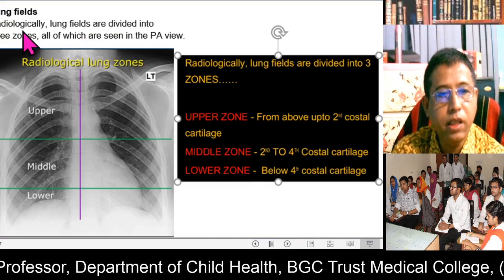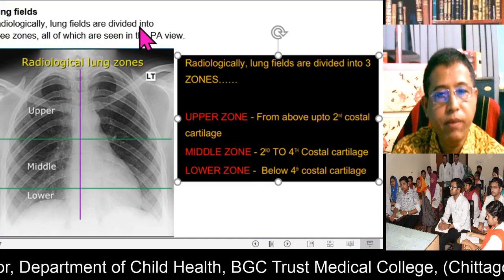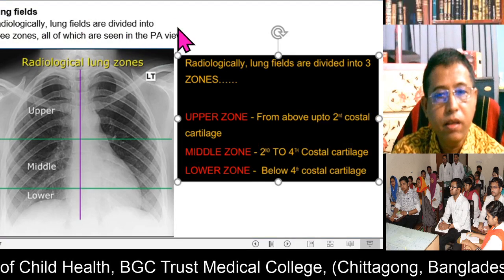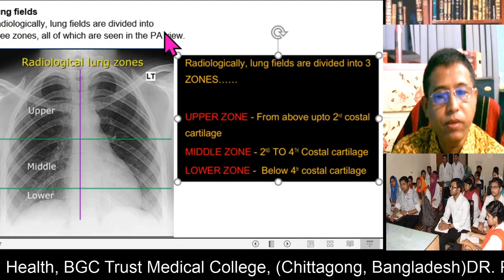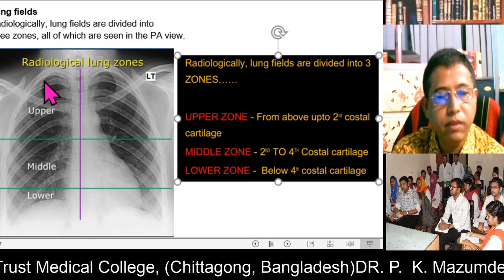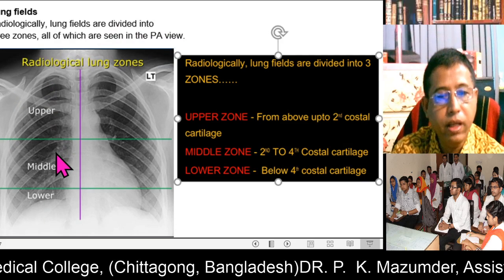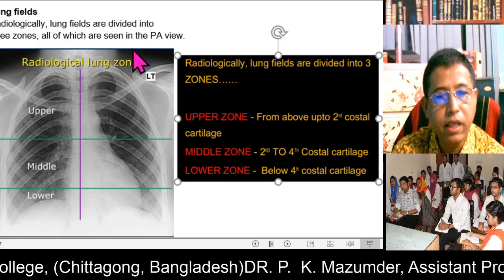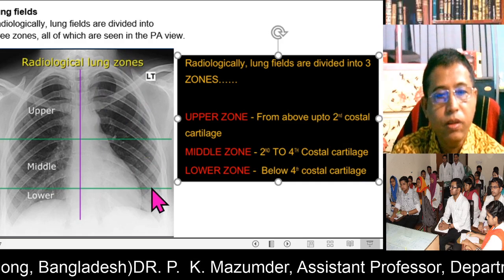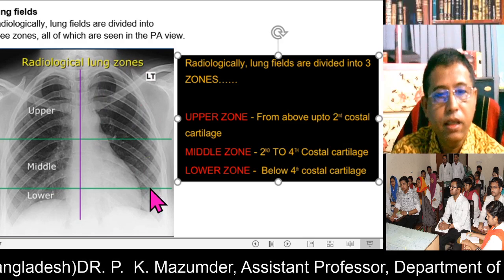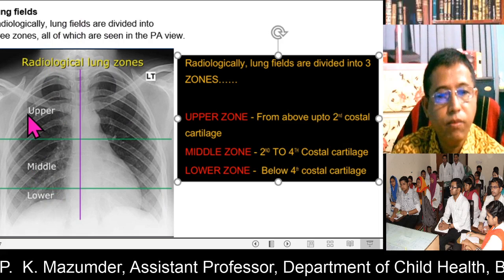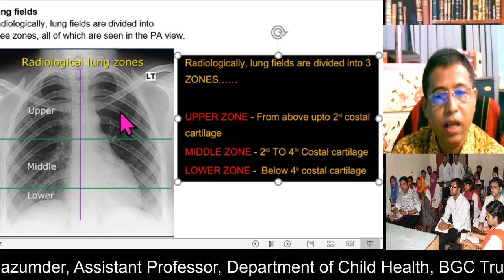Lung zones. Radiologically, the lungs are divided into 3 zones, all of which are seen in the posteroanterior PA view. Anatomically, the right lung is divided into upper lobe, middle lobe and lower lobe, but the left lung has only the upper lobe and lower lobe. But in radiology, there are 3 zones in both right and left lung.